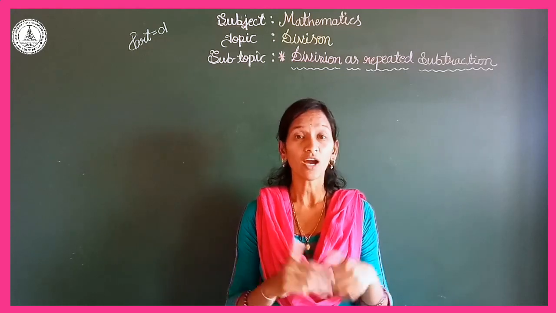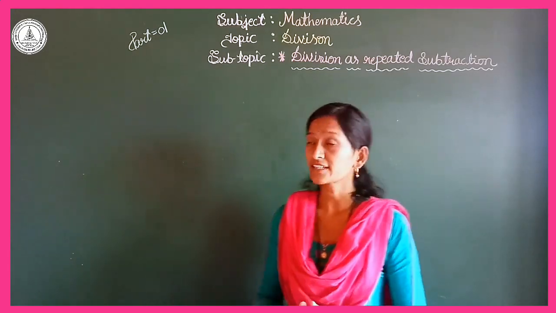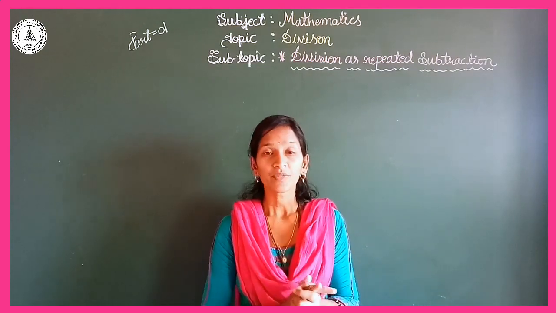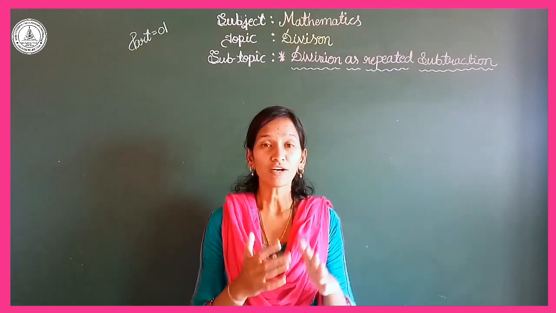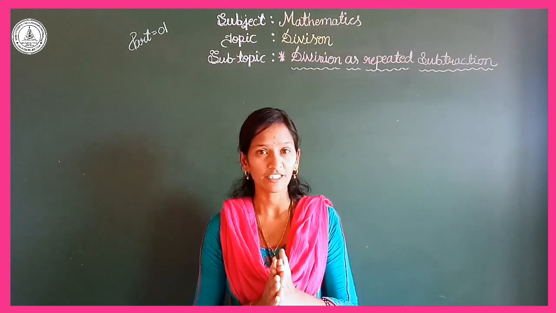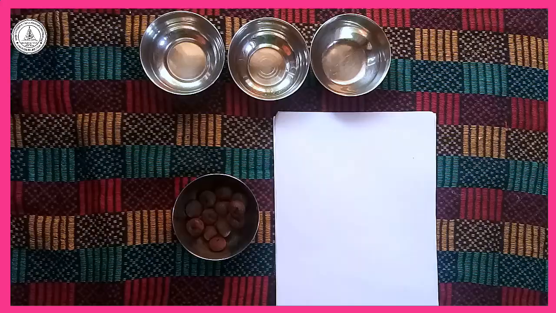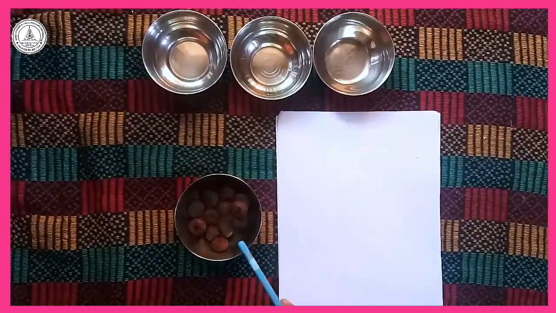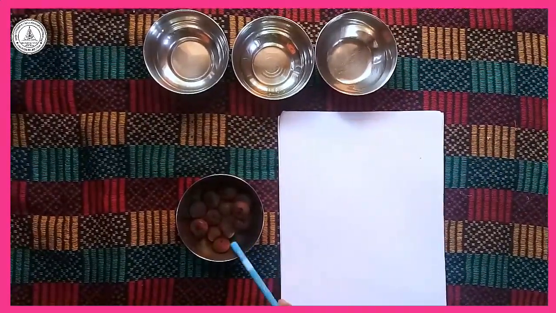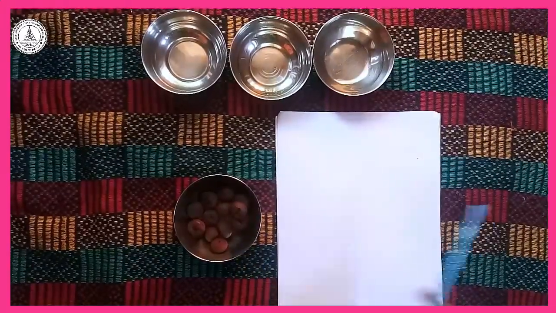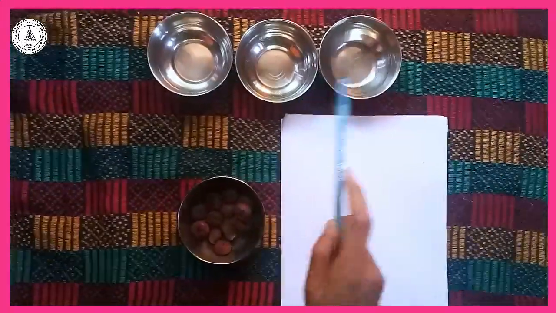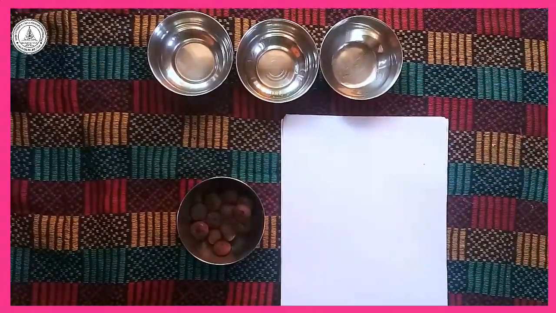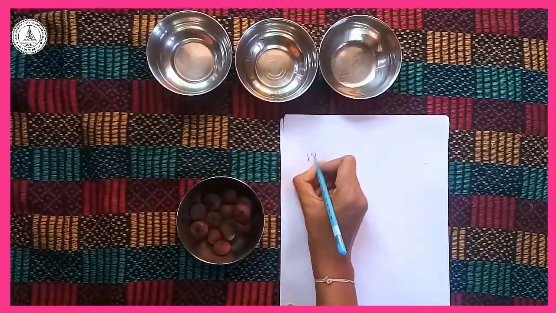So students, now come to our next concept, that is division as repeated subtraction, right? So now I will show one beautiful activity. So all of you look here. Yes students, so look here. In this big bowl, the total number of betel nuts is 12. And here is also a small empty bowl, right? So now the total number of betel nuts is 12. So I am writing here 12.